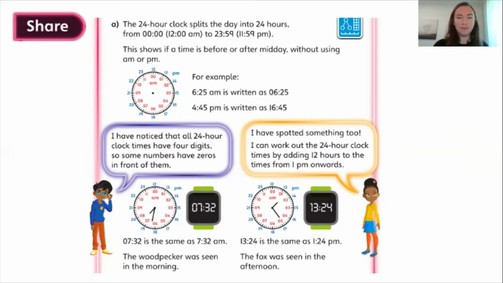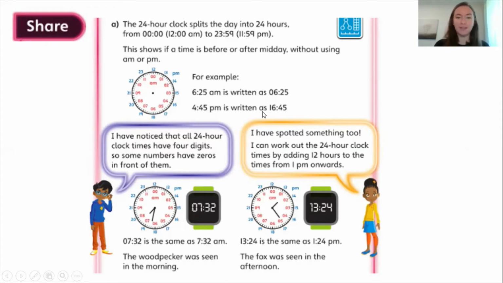AM times are written very much the same. So 6:25 a.m. is written as 06:25. Notice that there is a 0 at the start, and we don't need the AM here because it already tells us that this is an AM time because we've got a time that comes before 12. PM times are slightly different.